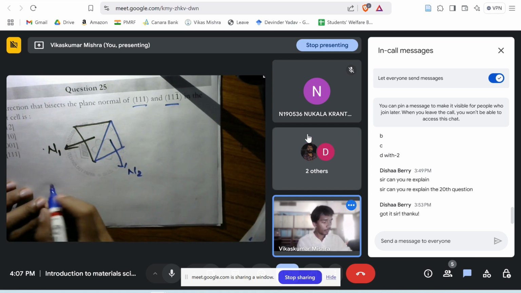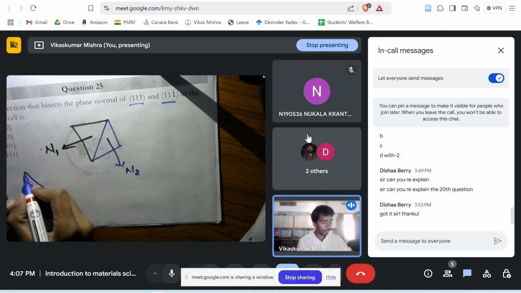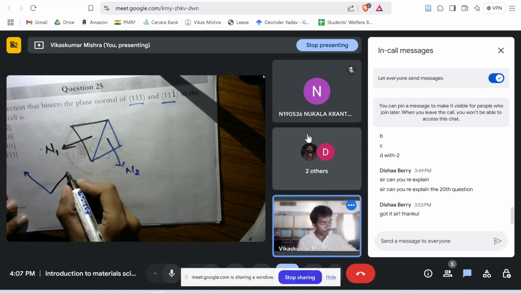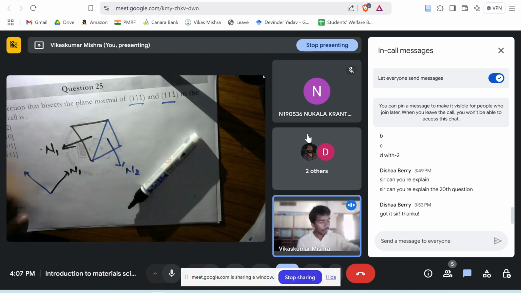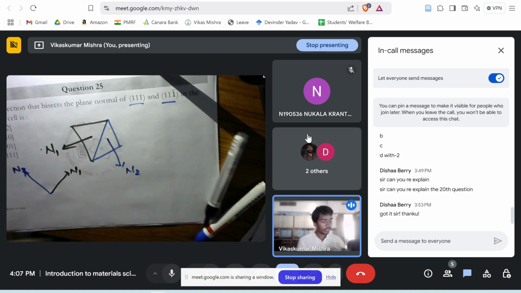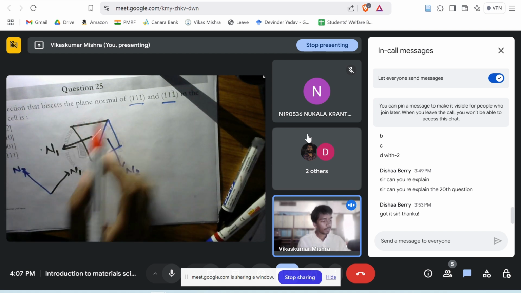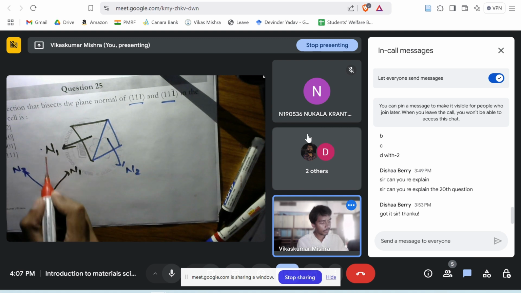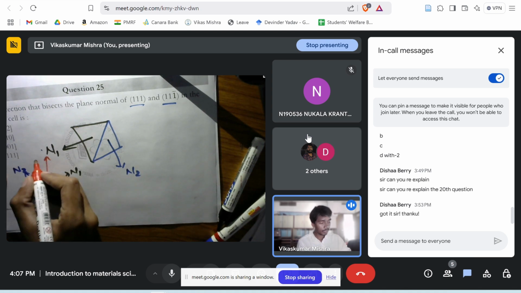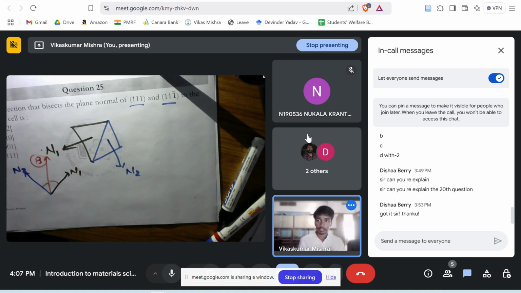Now these two normals are there. Let's say I'm drawing in a different space now. For that, they are telling us that there is a direction that bisects the plane normals. So we have to bisect it. Since it is bisecting, their angles will be equal to each other. We have to find the Miller indices of the one which is bisecting.